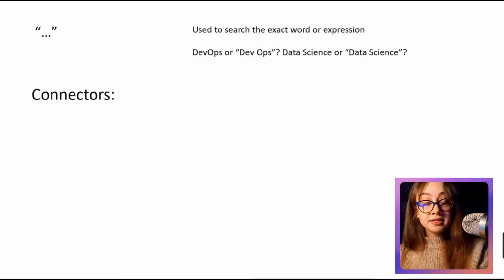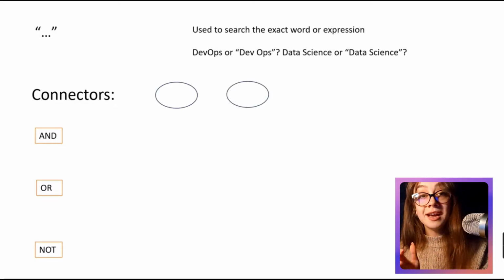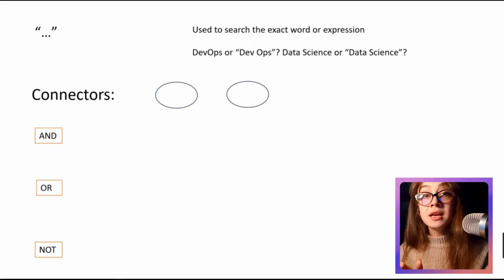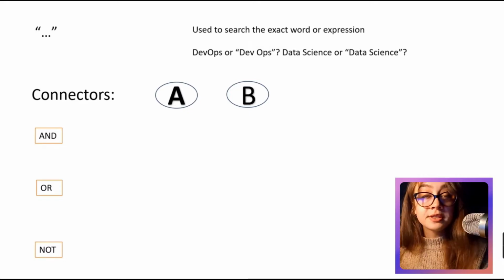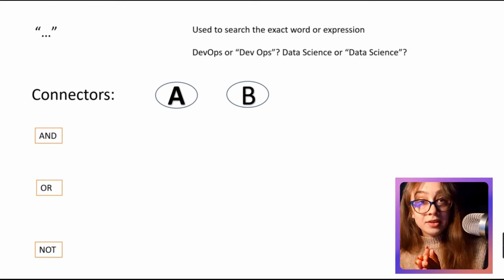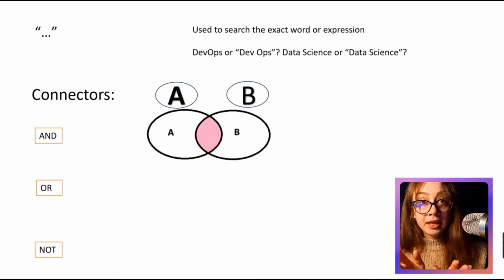Moving forward with the connectors that I've mentioned, we have three of them, which are and, or, and not. I wanted to use Venn diagrams to show you and to emphasize what each connector means. So let's say that we have skill A and skill B. We are looking for people that have these two skills. If we want to use the AND connector, basically the searching algorithm will show us people that have skill A and skill B. It will exclude the candidates that have only skill B or only skill A.